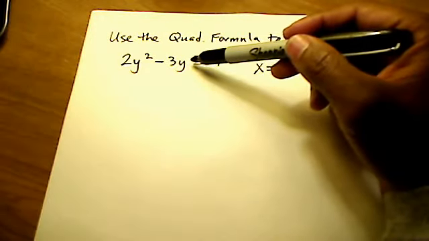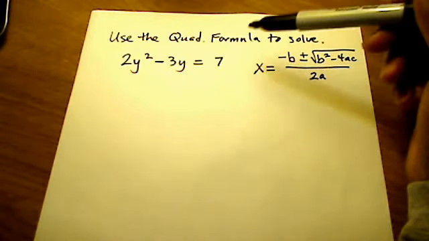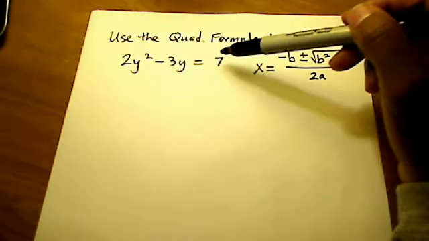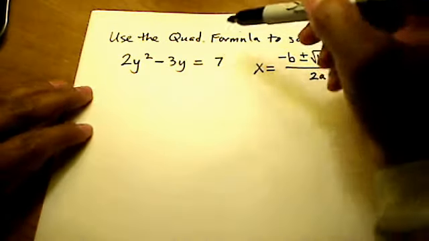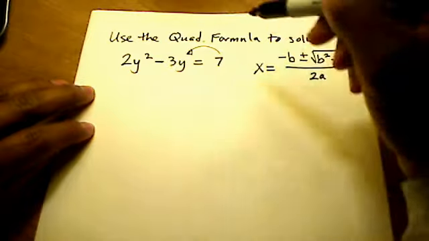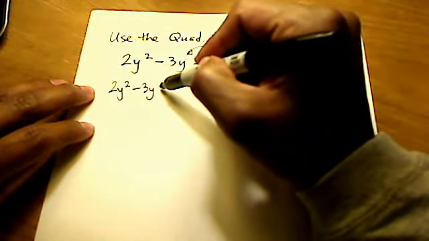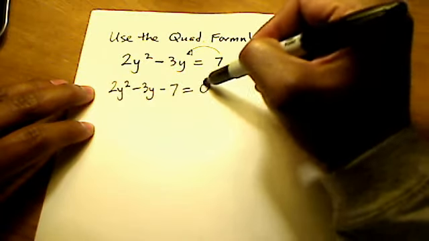So back to our quadratic equation, we need to know what a, b, and c are. Well, to do that, this equation should really be set equal to 0. So let's bring that 7 over to the other side first, which then makes the equation 2y squared minus 3y minus 7 equals 0.